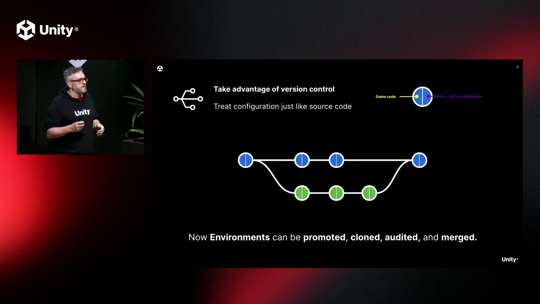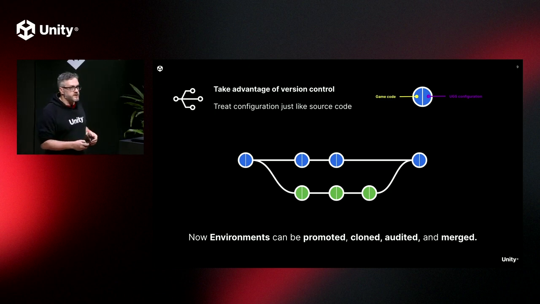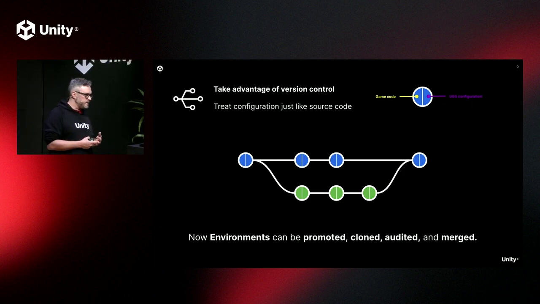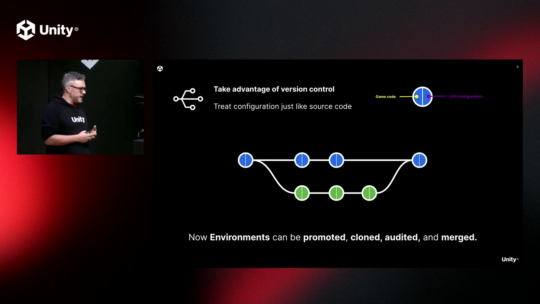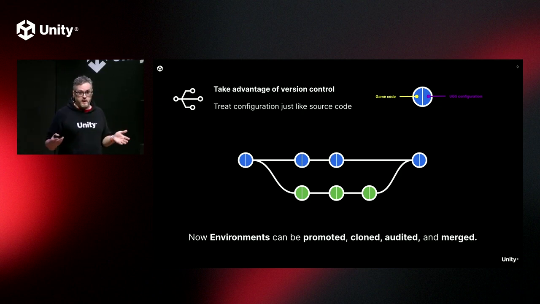We want you to be able to take advantage of version control. Treat your configuration just like you would do with your normal source code. So if you have an automated process to manage your source code, you can adapt it to manage also your live service configuration. You're able to version it, branch the different features that you have. You can promote, roll back your configuration very easily with version control. You can also view the different versions that you have and compare them.